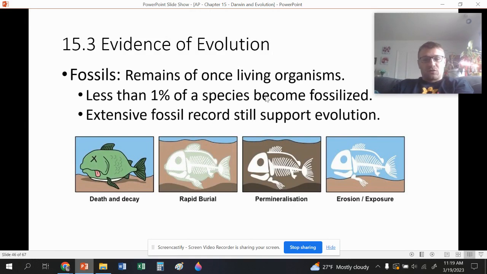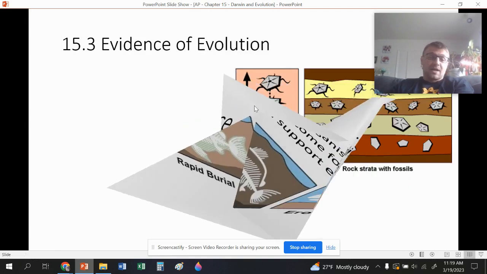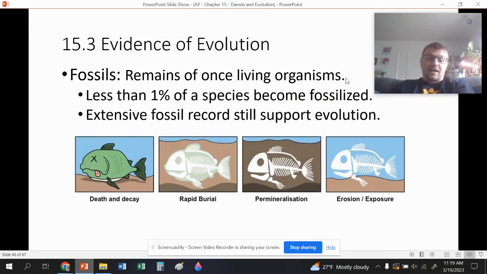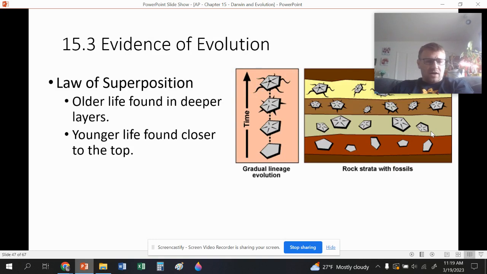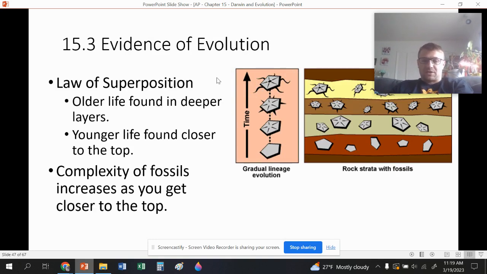So fossils are remains of once living organisms, and less than 1% of a species will become fossilized. This is because it takes a particular environment and specialized things to happen. Even though only a small fraction becomes fossilized, there is still an extensive fossil record that supports evolution. One thing to know about the fossil record is something called the law of superposition. This is where older life on Earth is found deeper in the Earth, while younger life is found up near the top.